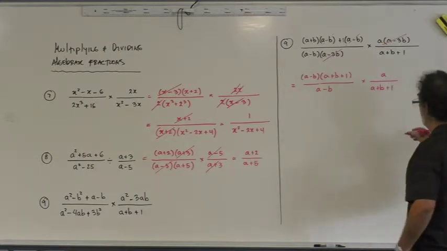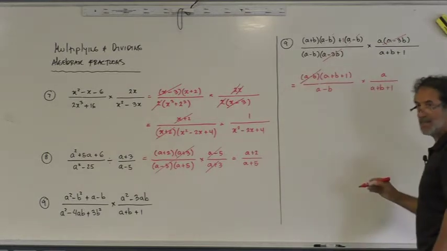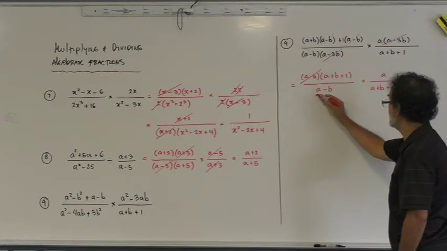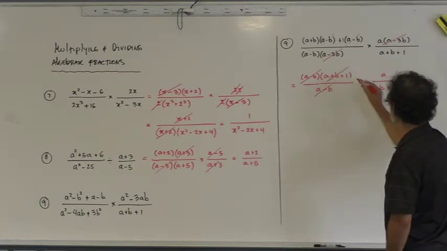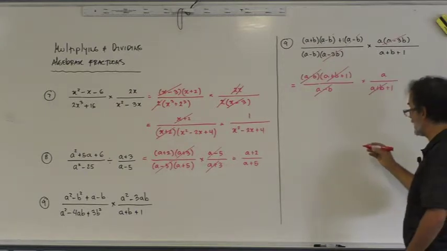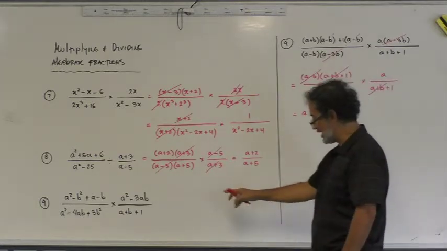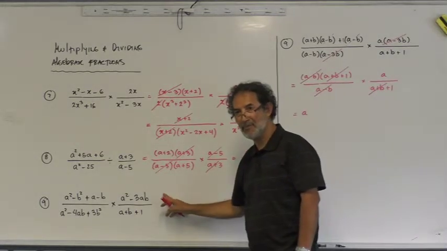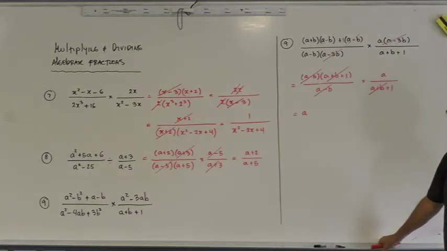And then have a look. We can get rid of this, and this, and this with this. So what is the final answer? A. That means that this expression after manipulation is equal to A. That's all it is.